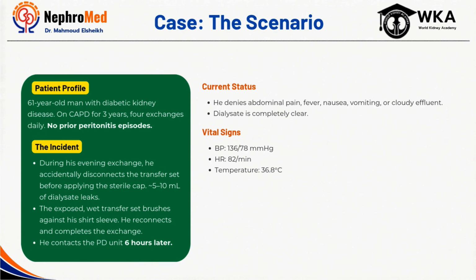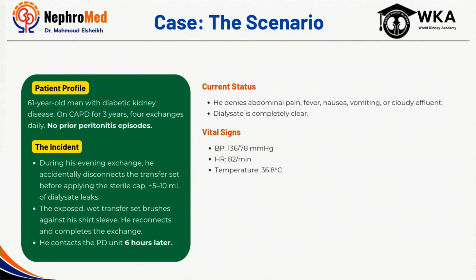Now, here's what happened during his evening exchange: he accidentally disconnects the transfer set before placing the sterile cap. As a result, about 5 to 10 milliliters of dialysate leak from the open transfer set. While it's still wet, the exposed transfer set brushes against his shirt sleeve. He reconnects everything and completes the exchange without thinking much about it.